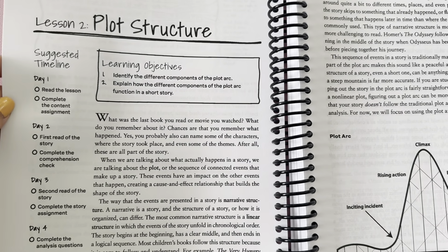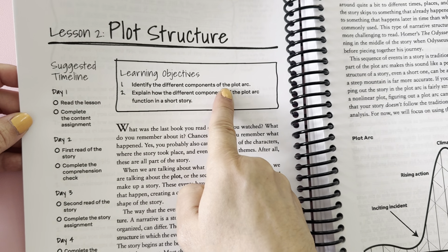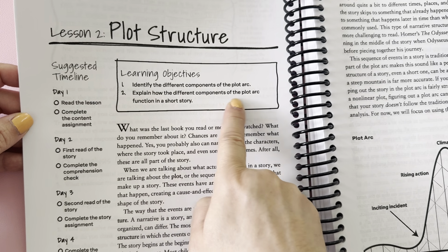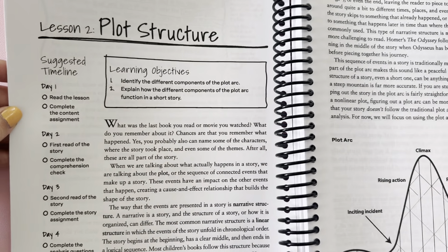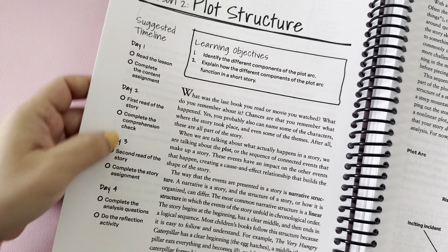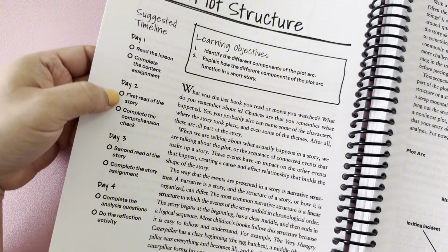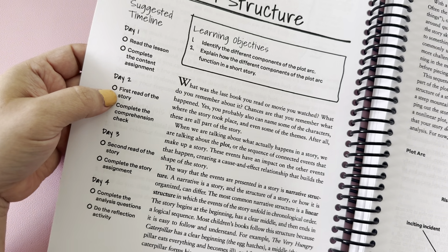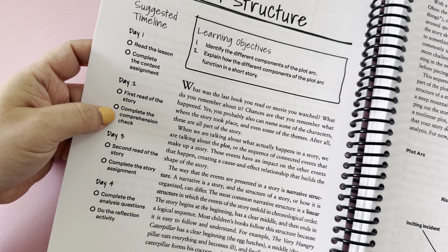So here's lesson 2. Here's plot structure, again with the learning objectives. Identify the different components of the plot arc, explain how the different components of the plot arc function in a short story. So this time it's a little bit different because you see you have day 1, day 2, day 3, and day 4. So again, it tells you what to do. You're going to read the lesson, complete the content assignment. Day 2, first read of the story, and then complete the comprehension check.